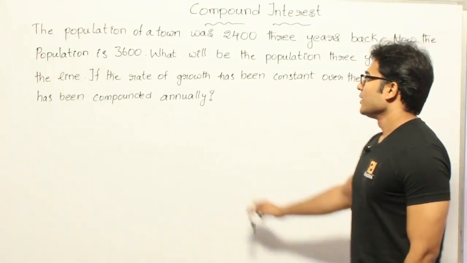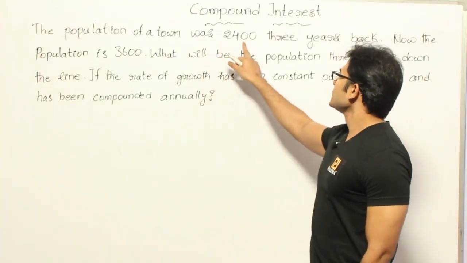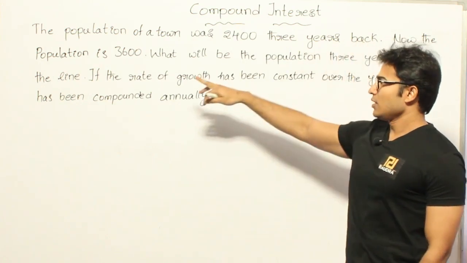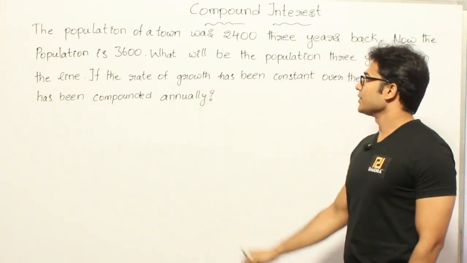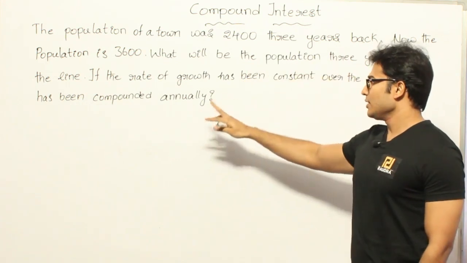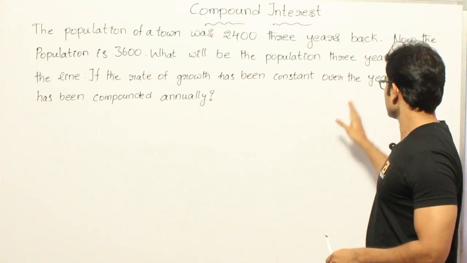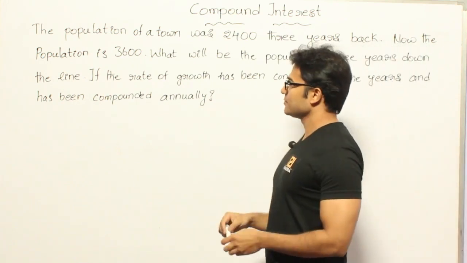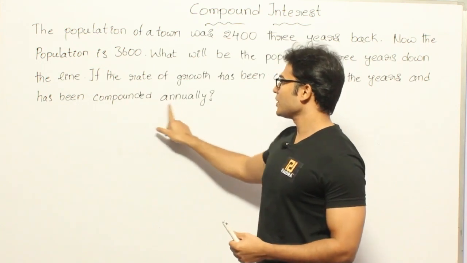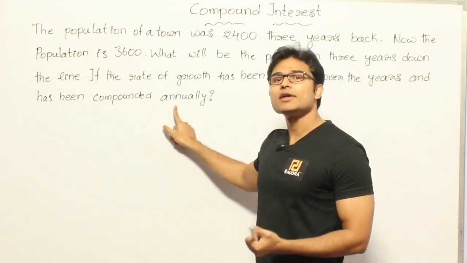Now let's see this. The population of a town was 2400 3 years back. Now the population is 3600. What will be the population 3 years down the line if the rate of growth has been constant over the years and has been compounded annually? So the important word here is compounded annually, right? So what does it mean?